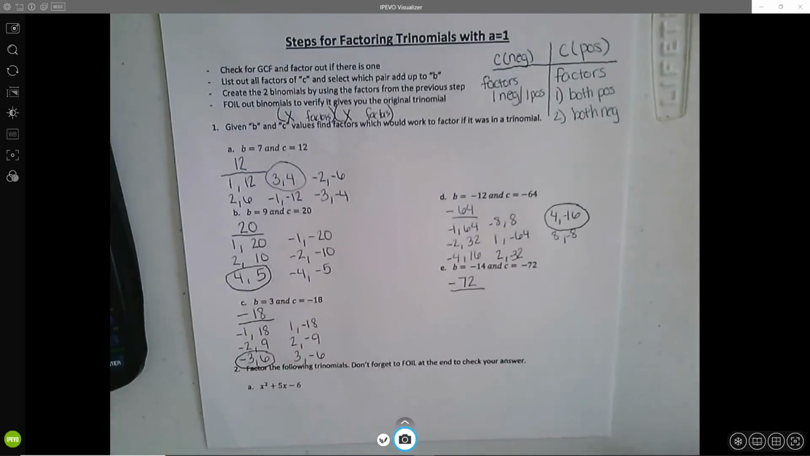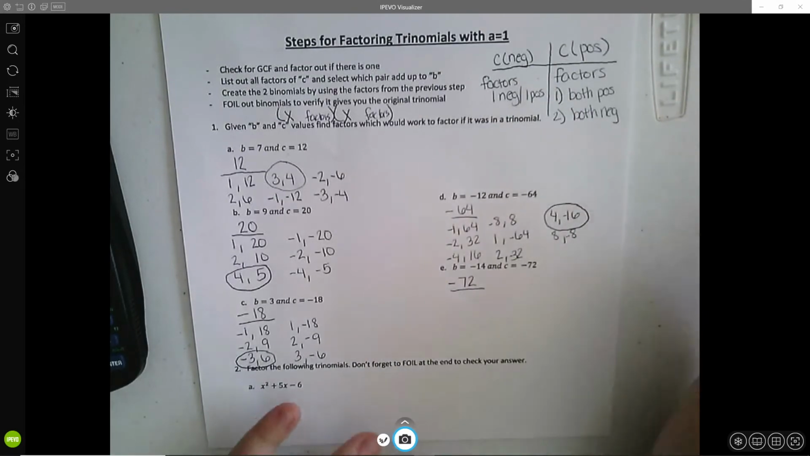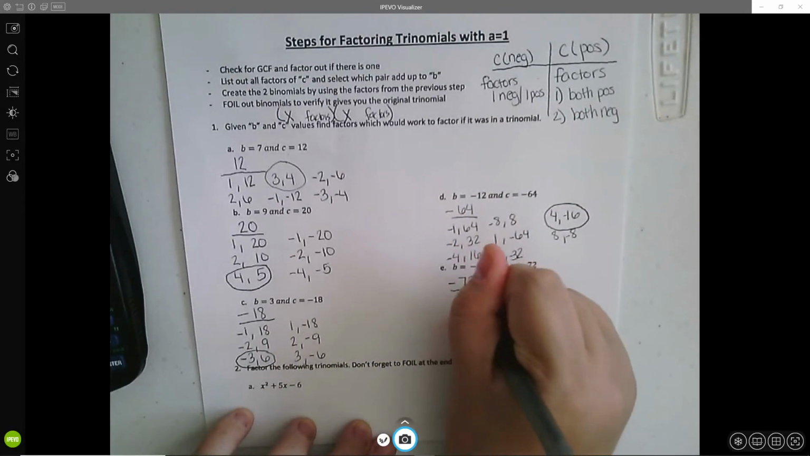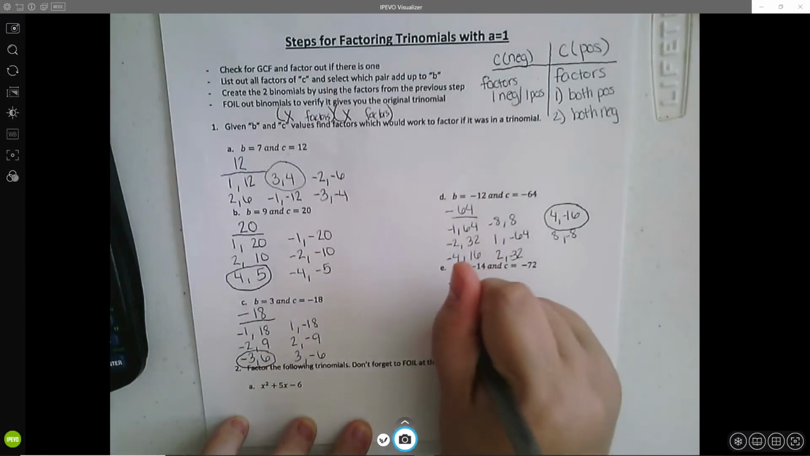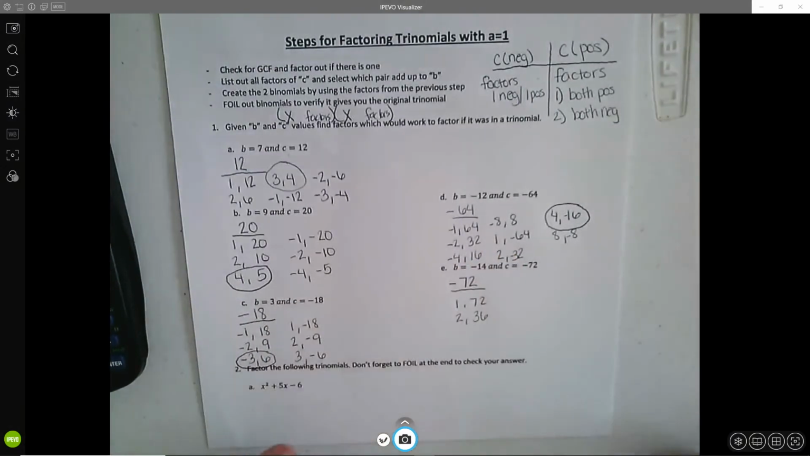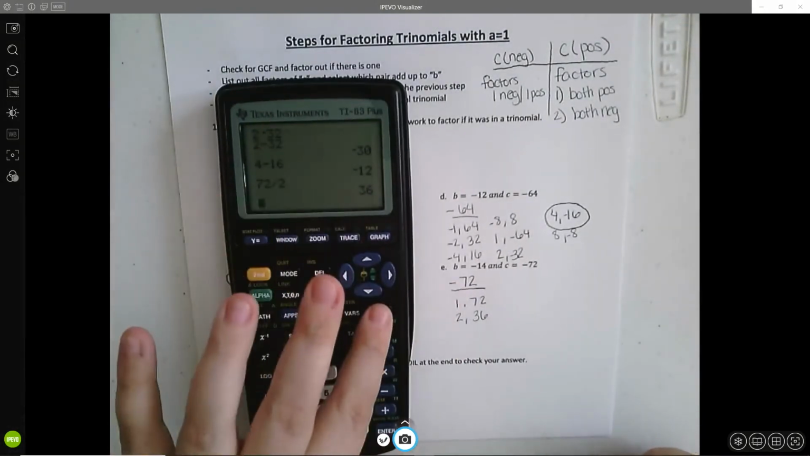My C value is negative 72. That means I have to have 1 positive and 1 negative. So 1 and 72. Okay, then I look at 2. 2 and 36. Now, just a reminder, if you're forgetting how to find these factors, I could go into the calculator.